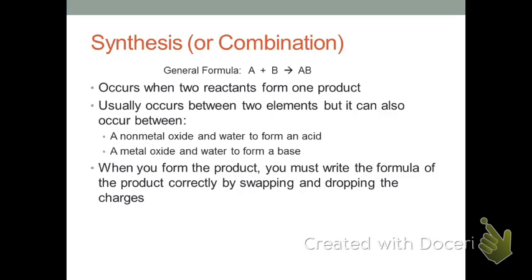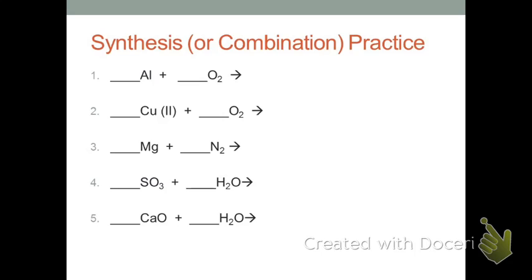When you write the product, make sure you do it correctly by swapping and dropping the charges. Here are some practice questions. Now I know one is a synthesis reaction because it's 2 elements, aluminum and oxygen. Now you have to have a periodic table next to you, so pause it if you do not. Aluminum has a charge of 3 plus, oxygen has a charge of 2 minus. When you swap and drop, you get Al2O3.